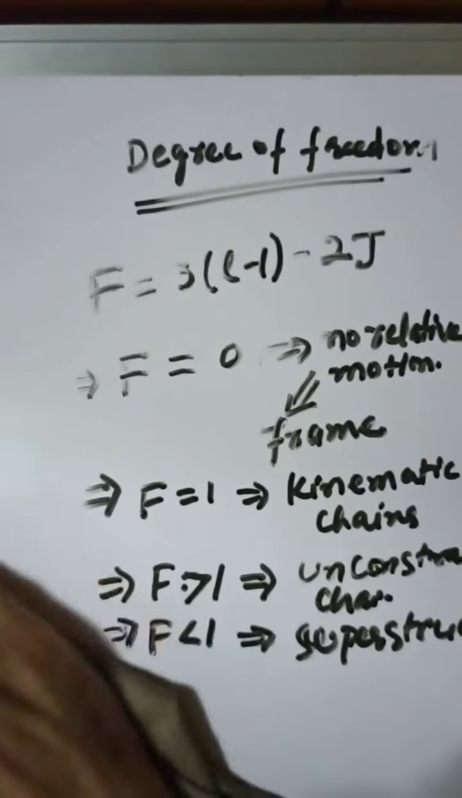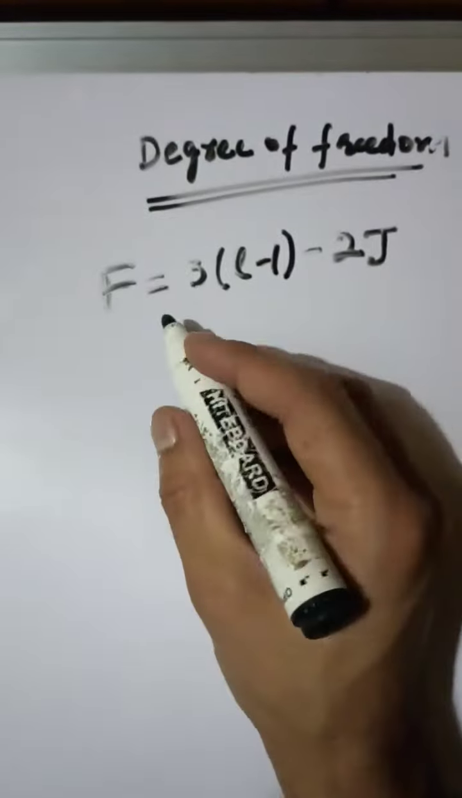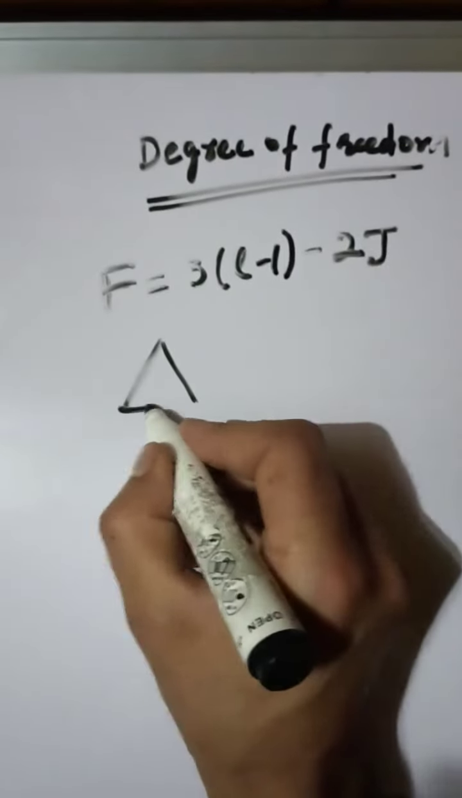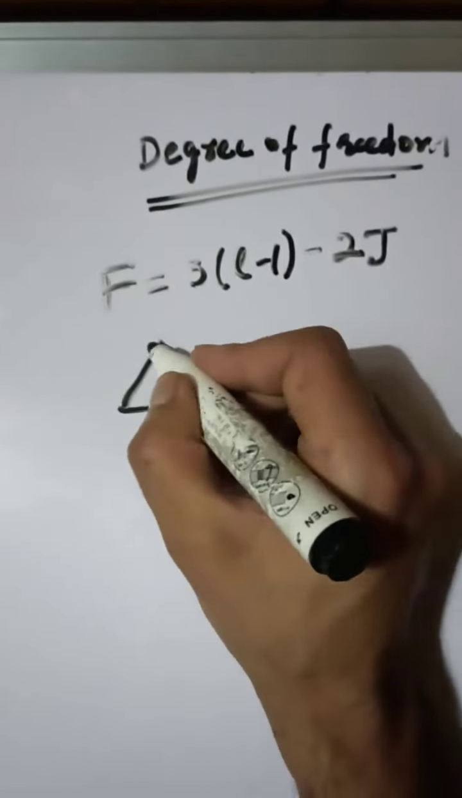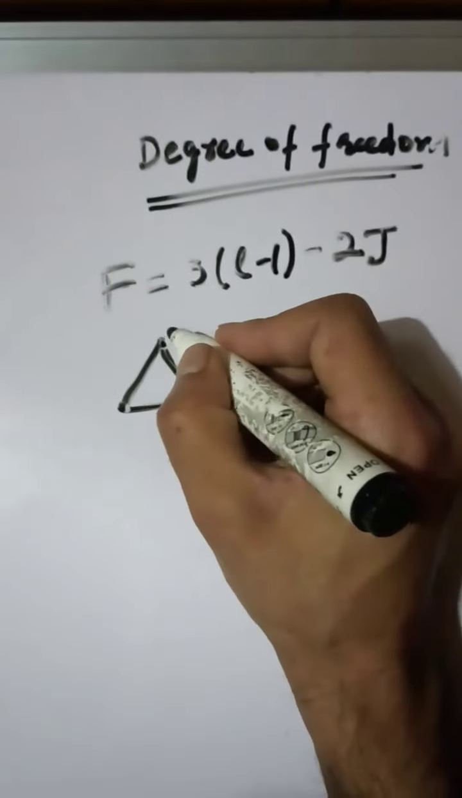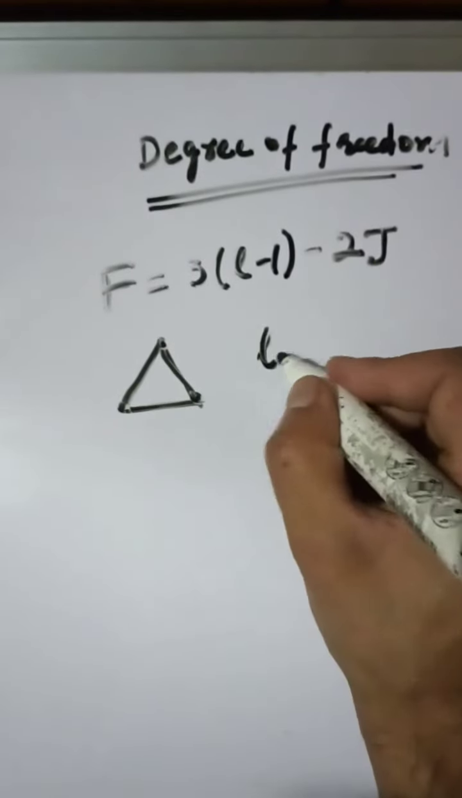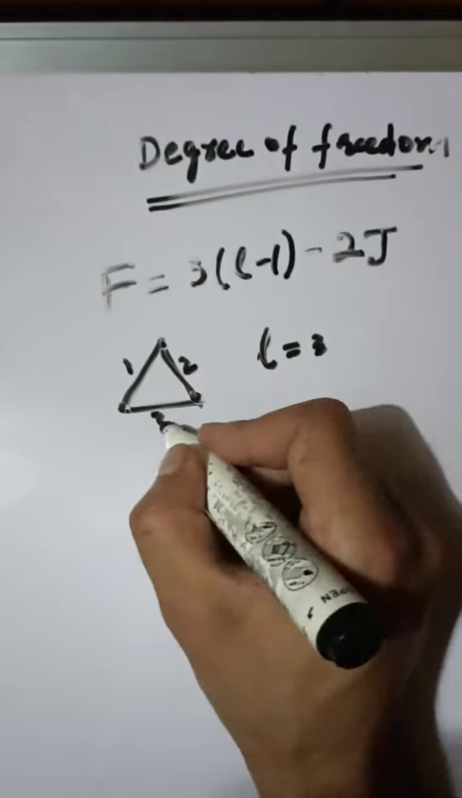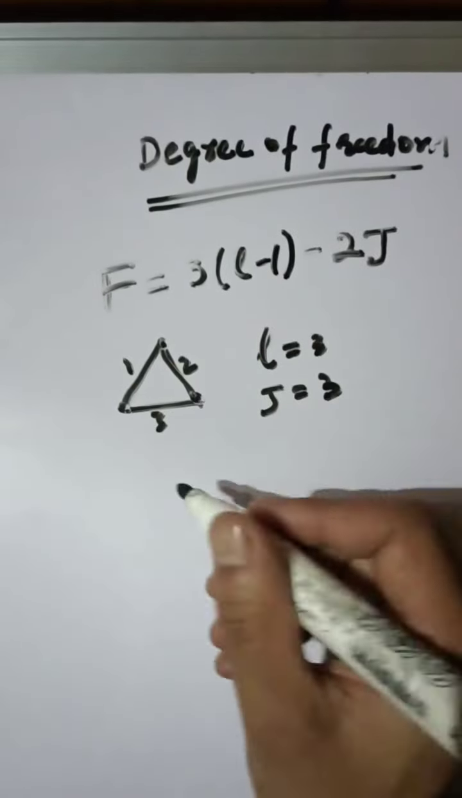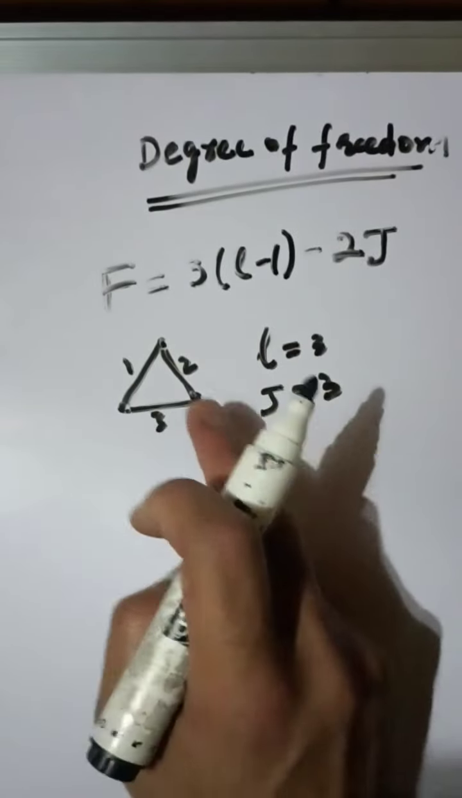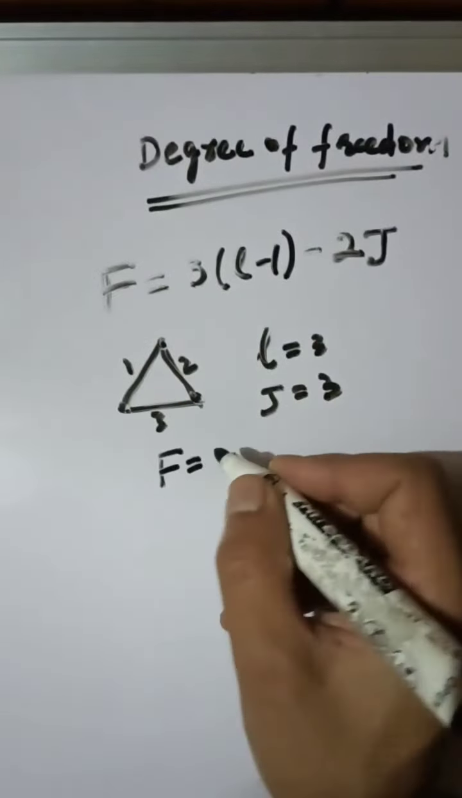Now let us see these one by one. Let's consider a figure with three links, and there are three binary joints. This is joint 1, binary joint 2, and joint 3. So here we have 3 links, that is 1, 2, and 3, and joints equal to 3. Let us try to find out the degree of freedom. So what will be F?